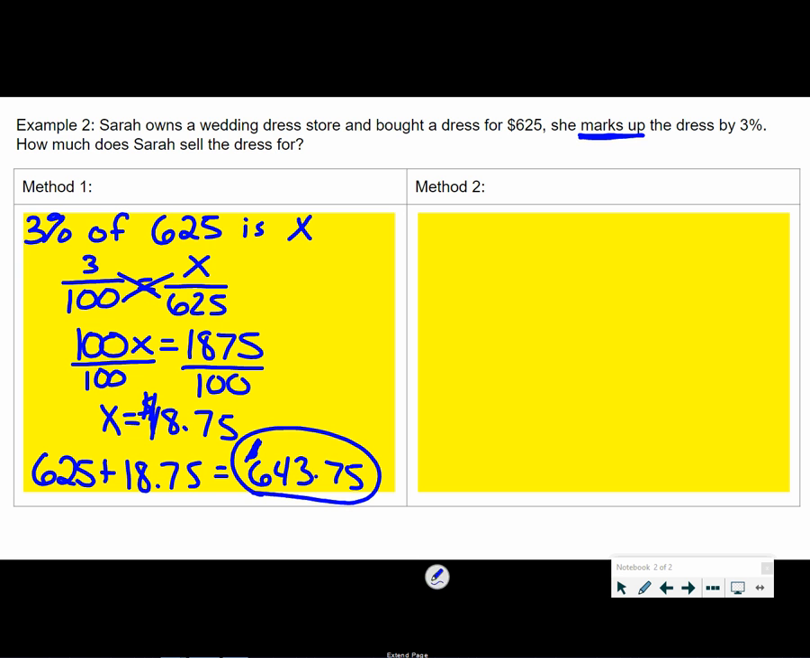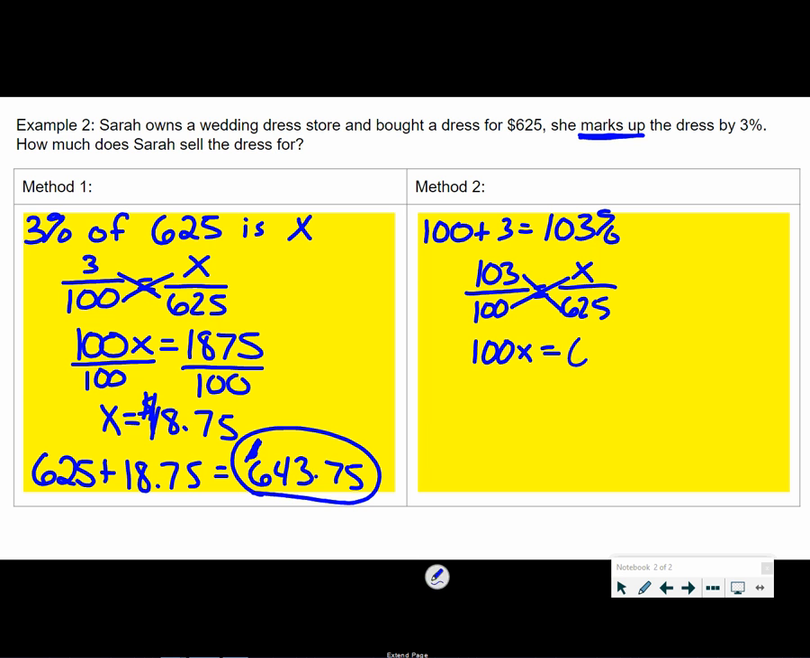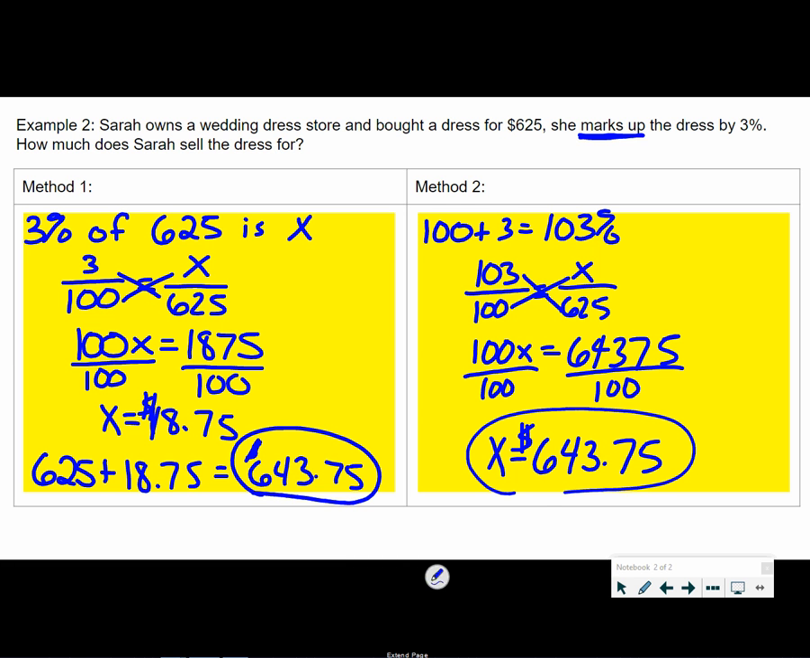But I could also use method number 2. Instead of doing the 3% and adding at the end, I add at the beginning. I do 100 plus 3, which is 103%. So in my proportion, I do 103 over 100 equals X over 625. 100x equals 64,375. So X is going to equal $643.75. So we have the same answer. It's just that I don't have to add at the end because I added it to 100.